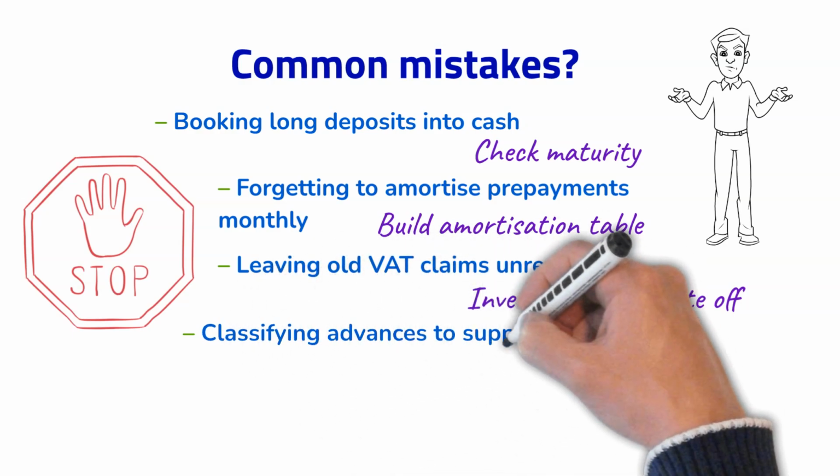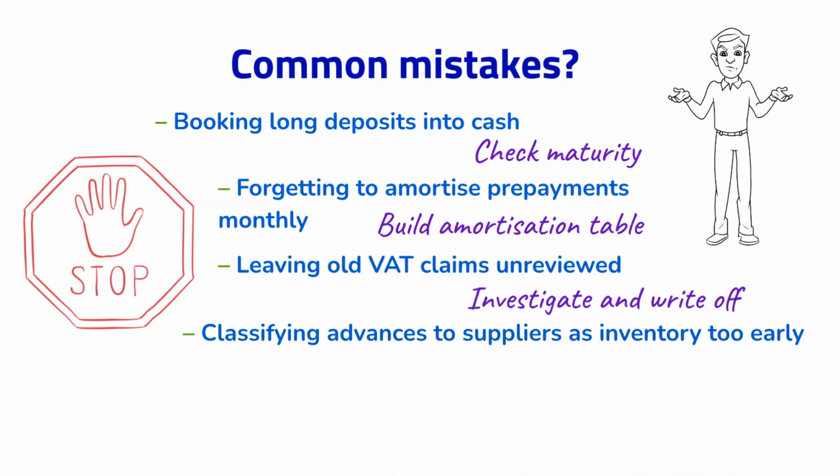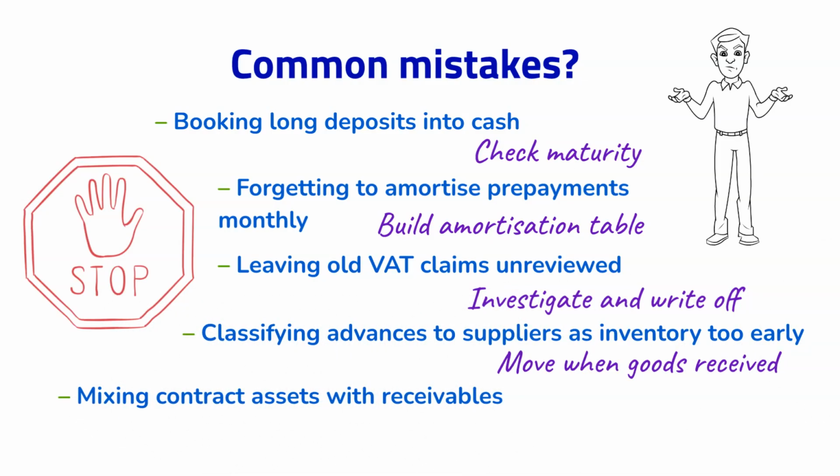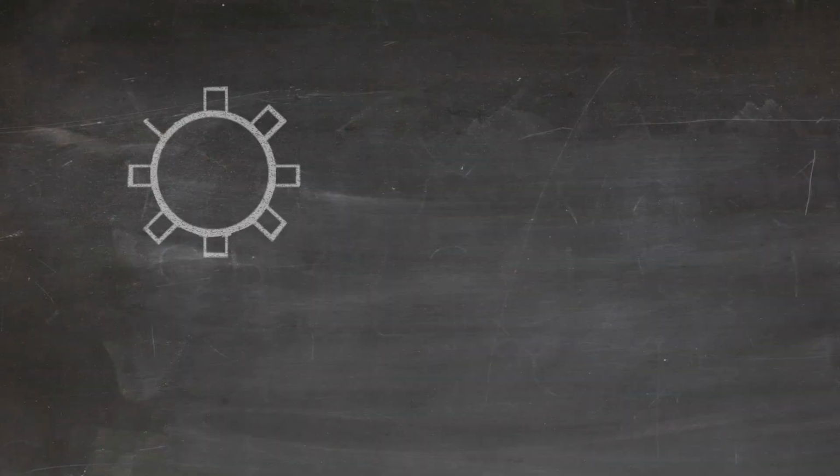Classifying advances to suppliers as inventory too early. Only move them when goods or services are received. Mixing contract assets with receivables. Receivable means the only barrier to payment is time. Invoice is typically out. Contract asset means another condition must still be met.